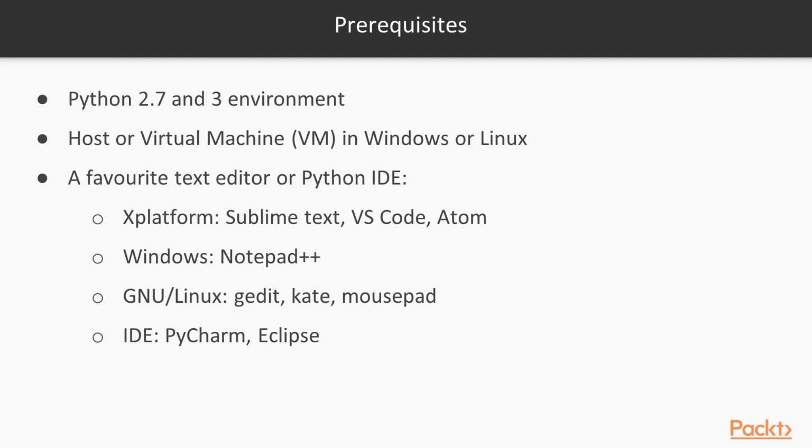Prereqs you're going to need for this course: you're going to need to have a Python 2.7 and 3 environment, because some of the tools will rely on Python 2 and some will rely on 3. Any development we'll do will probably focus in the Python 3 environment. You need a host and a virtual machine in Windows and or Linux. It doesn't really matter which is your host and which is your VM, but you will need access to both of these for the different sections.